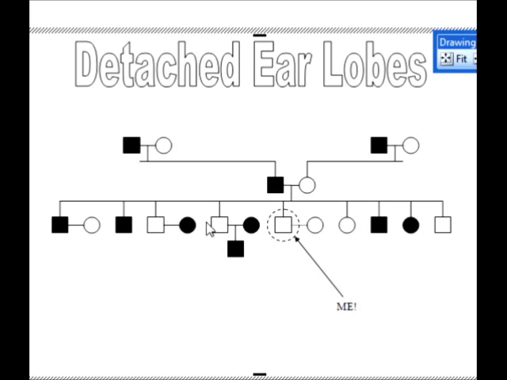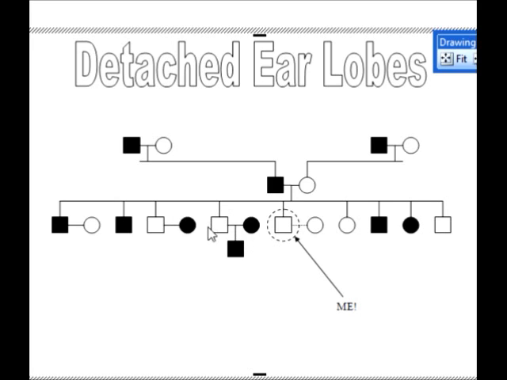My earlobes are attached, but what I discovered is 3 of the 6 boys that my parents had, this is my parents right here, my dad with detached earlobes and my mom with attached earlobes, 3 of the 6 boys had detached earlobes. Out of their 2 daughters, my sister Hannah had detached earlobes, and my sister Heidi had attached earlobes. And as you can see this line goes down to all of their kids.